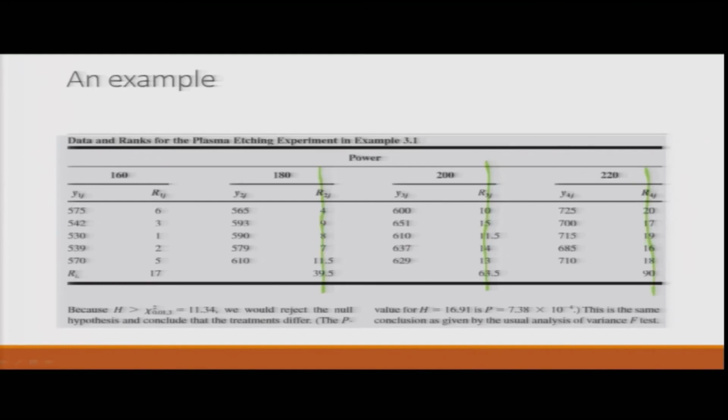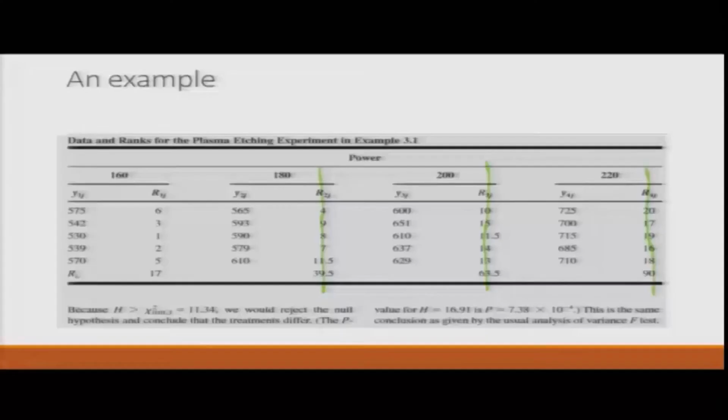Because H is greater than the critical value, meaning the Kruskal-Wallis test statistic is greater than chi-square of 0.01 comma 3, because it is A minus 1 and the alpha value is 0.01, and it equals 13.47, we reject the null hypothesis and conclude the treatments do differ. Similarly, we can do the p-value test to find it out accordingly.